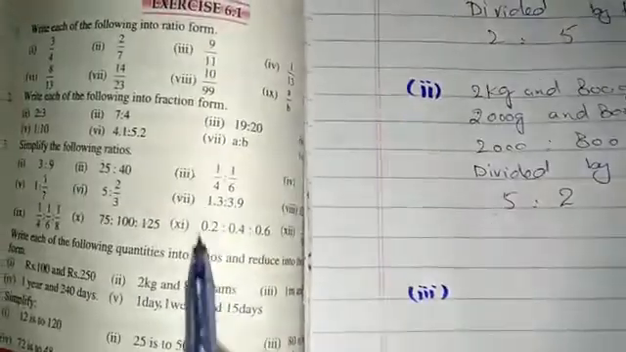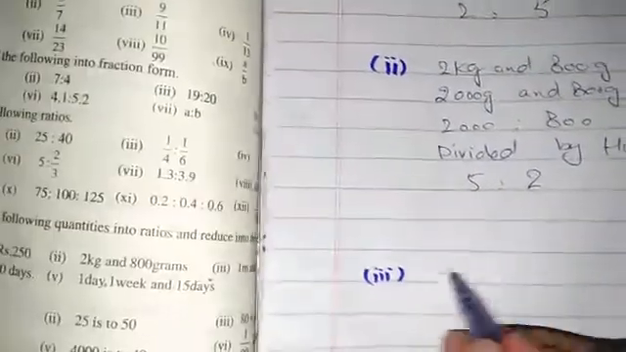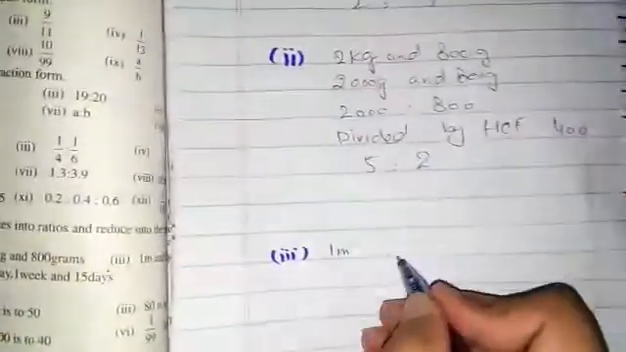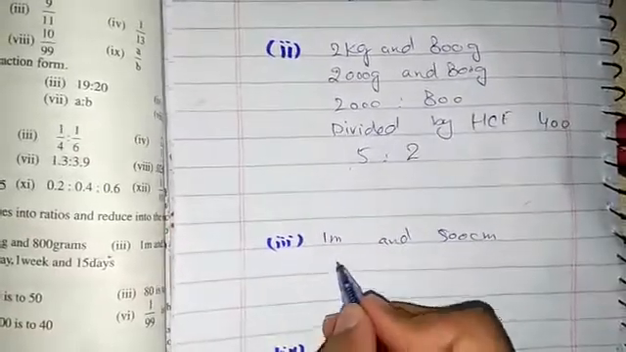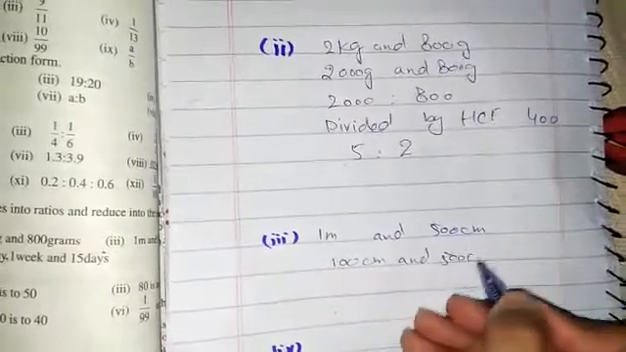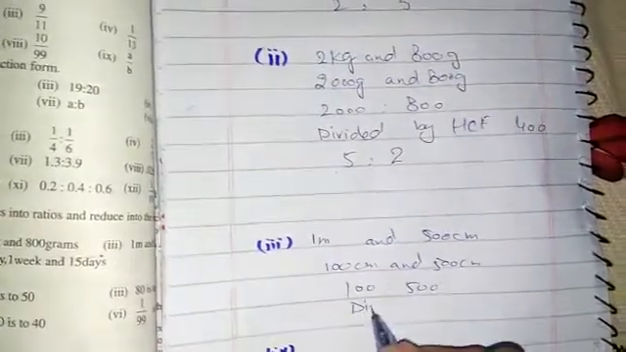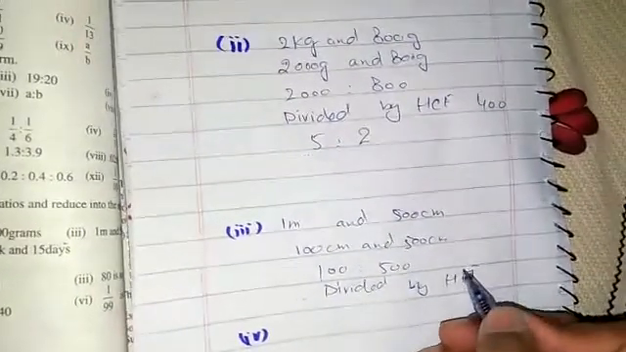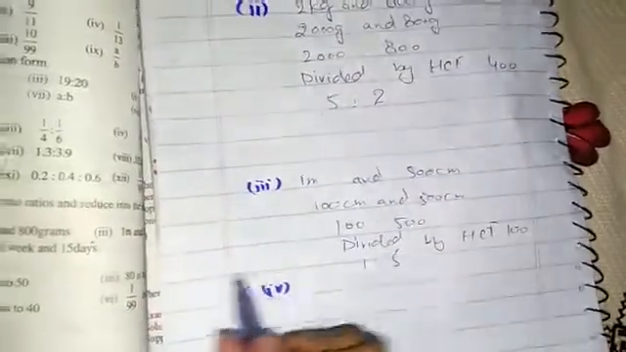Similarly, students, our third part is 1 meter and 500 centimeters. 1 meter contains 100 centimeters, and 500 centimeters. 100 ratio 500 divided by the HCF 100. Our answer becomes 1 ratio 5.